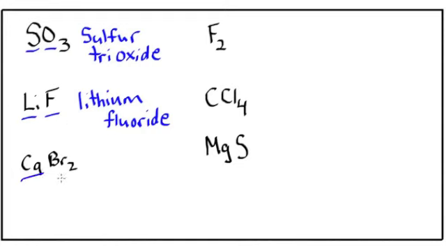This is a metal with a nonmetal, so we write the name of the metal, calcium. We write the name of the nonmetal, but we replace the INE, bromine, with bromide.